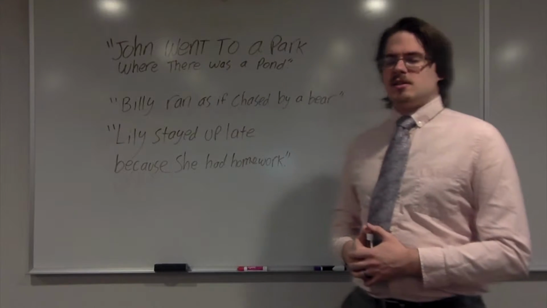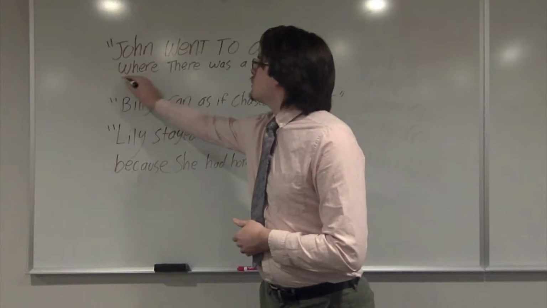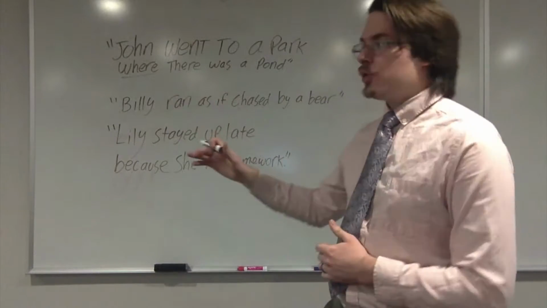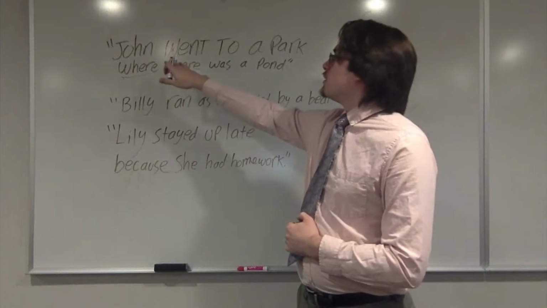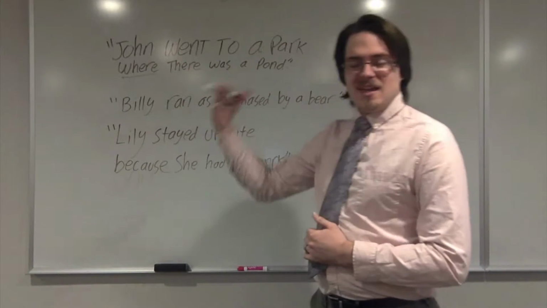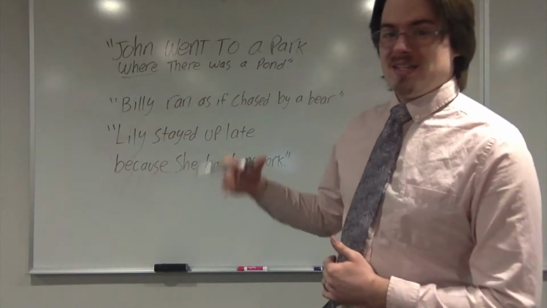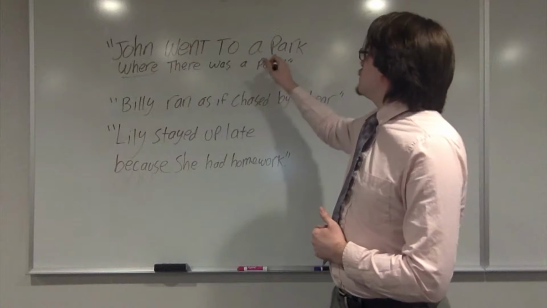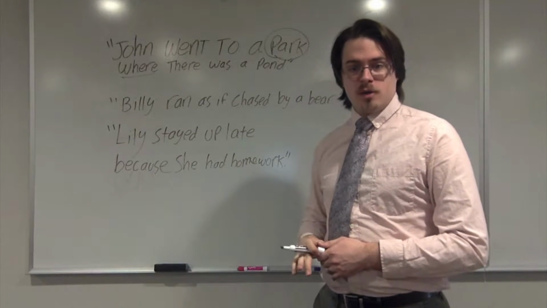In this first sentence here we see, John went to the park where there was a pond. Where there was a pond is a dependent clause. John went to the park is an independent clause. We can see here that the dependent clause is functioning like an adjective for the word park. It's describing the word park.